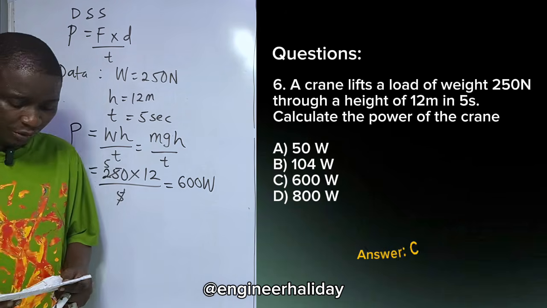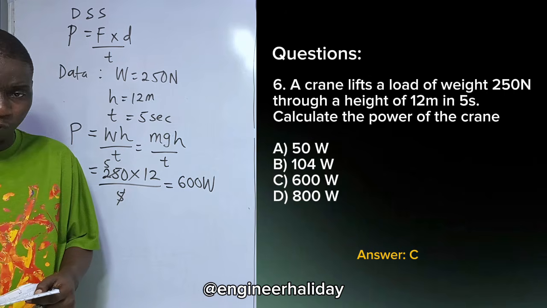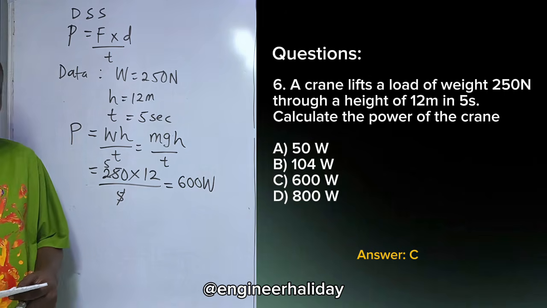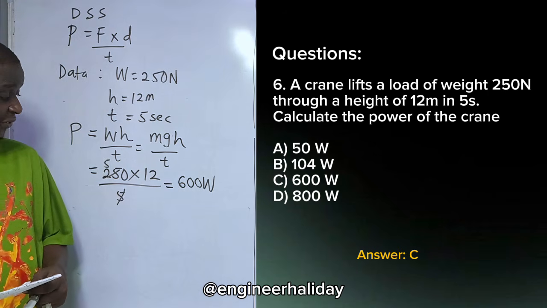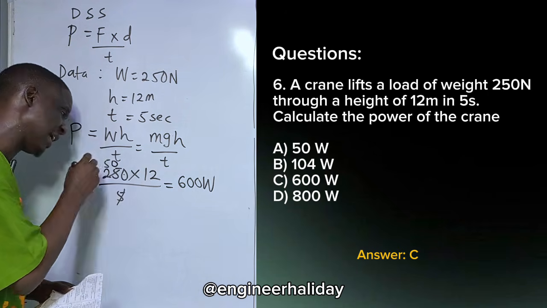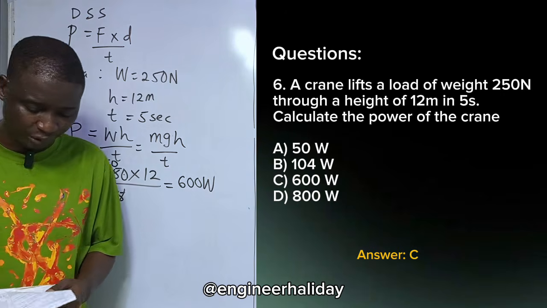Option A says 50 watt. B says 104 watt. C says 600 watt. D says 800 watt. So the answer to that question is 600 watt. Don't forget, this is 50 because the 5 cancels. So 50 times 12 is 600 watt.